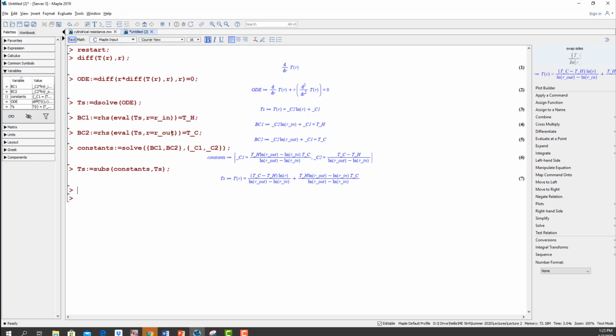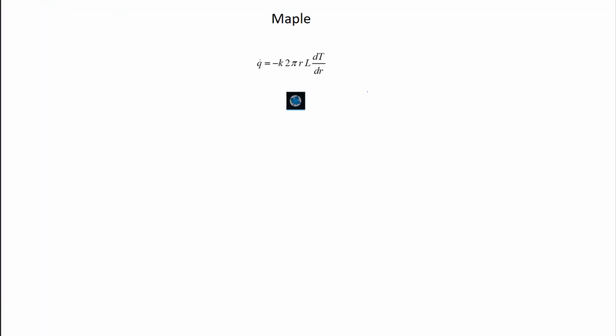Now I have my temperature distribution. One thing I probably want to do with it is figure out what's the rate of heat transfer, right? So I can do that. The way I would do that is use Fourier's law. Okay, so this is Fourier's law.